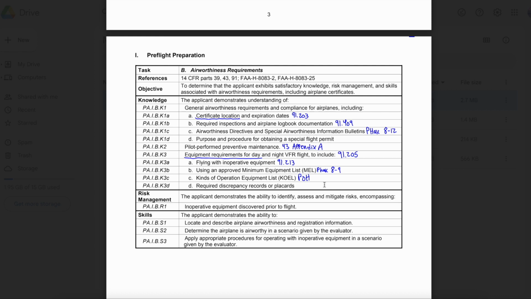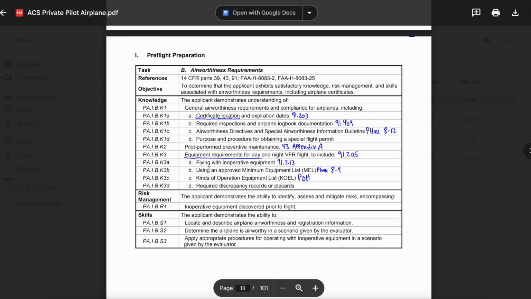What instruments and equipment are required for VFR night flight? For VFR flight at night, all the instruments and equipment for VFR day flight are required, plus fuses, landing light, anti-collision light system, position lights, and a source of electrical energy. Remember FLAPS: fuses, landing lights, anti-collision light system, position lights, and a source of electrical energy.